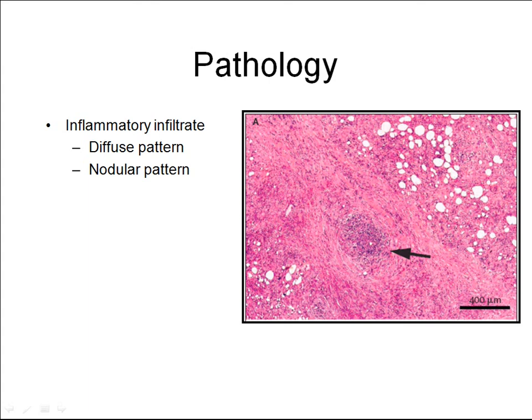It's a typical pathology slide which shows the inflammatory infiltrate in retroperitoneal fibrosis. You see peripherally here there's a diffuse pattern, which is the most common, and in the center there's a nodular pattern, which is also quite common.